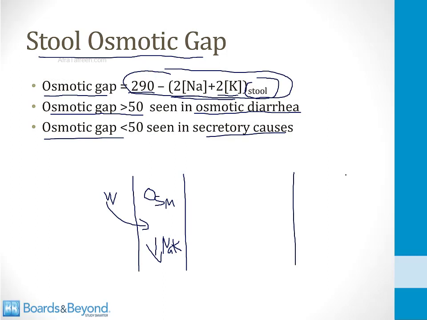On the other hand, in a secretory cause, what you have is something causing water to be secreted into the GI tract, and with that water goes sodium and potassium. Therefore, the sodium and potassium concentration in the GI lumen will be relatively high, and that will create a small number for the osmotic gap.